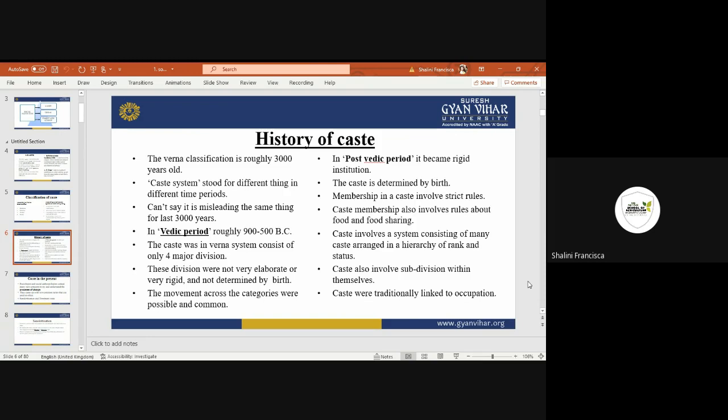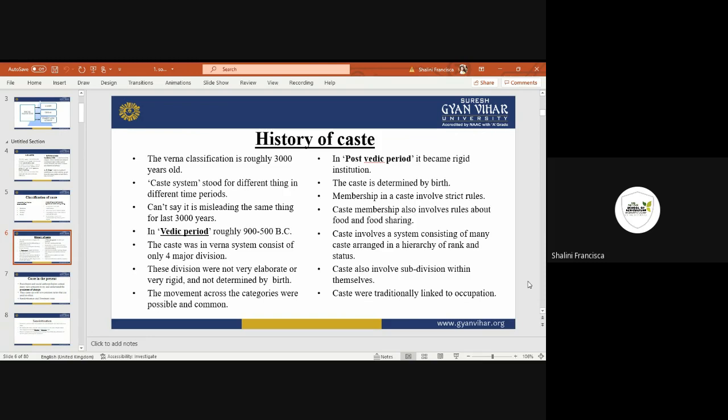So in the Vedic period, this thing was not rigid, meaning it was not fixed that this person would belong to a particular caste. Or that if you are born in a Pandit family, you will be called a Pandit, or if you are born in a Brahmin family, you will be called a Brahmin. But this connotation changed after the Vedic period. These things became rigid, and it was determined by birth.